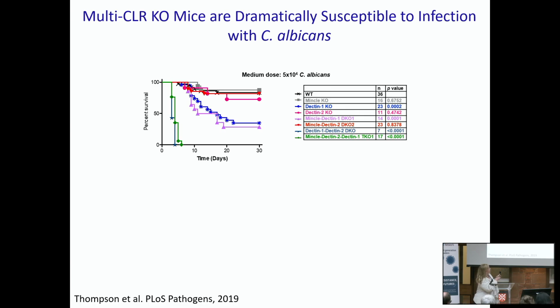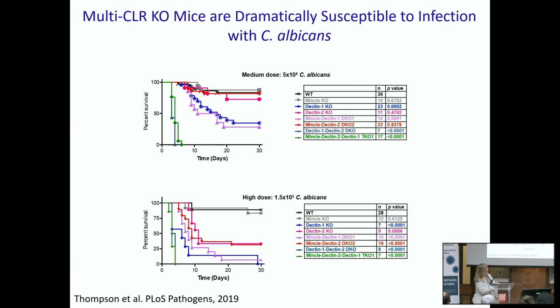There's a little bit of susceptibility at this dose for Dectin-2, but when we increased to a high dose of Candida albicans, you can see that the Dectin-2 mice were susceptible. But again, when we knocked out Mincle in combination with Dectin-2, there was no added effect. So in terms of in vivo susceptibility, losing Dectin-1 and Dectin-2 together seems to cause a really dramatic effect.